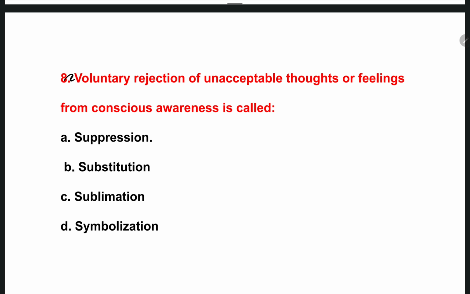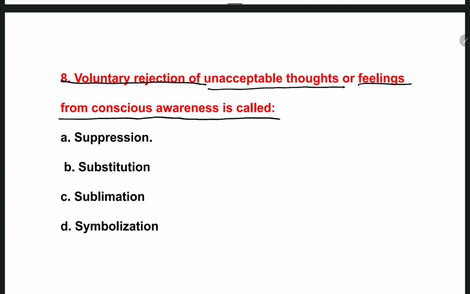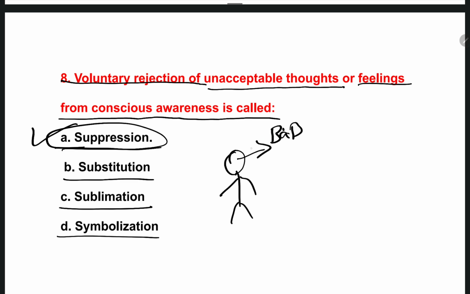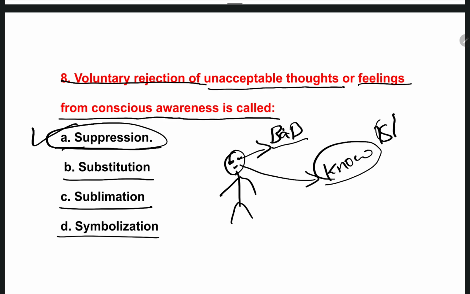The next one is: voluntary rejection of unacceptable thoughts or feelings from the conscious awareness is called suppression, substitution, sublimation, symbolization. The right one is option A, suppression. So suppression is when a person's mind is ready to take bad news, but already knows about the bad news. So what will he do in order to reduce the stress, depression or sadness that rises from the bad news?